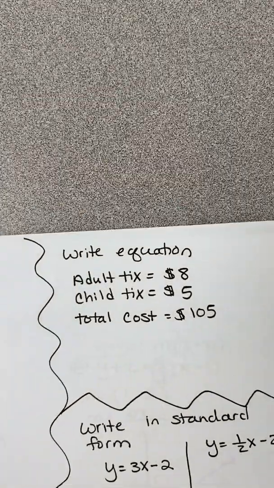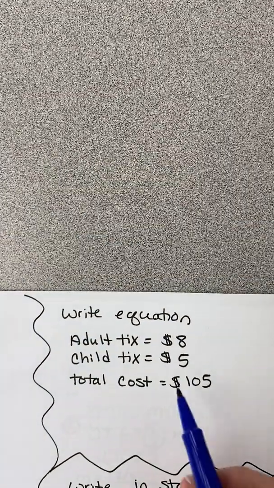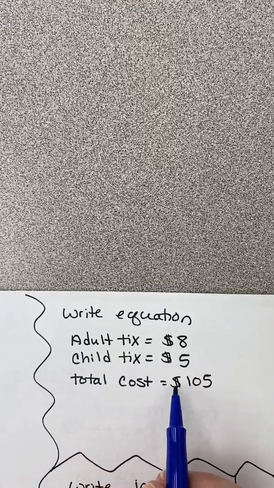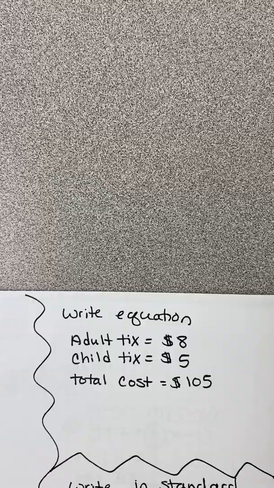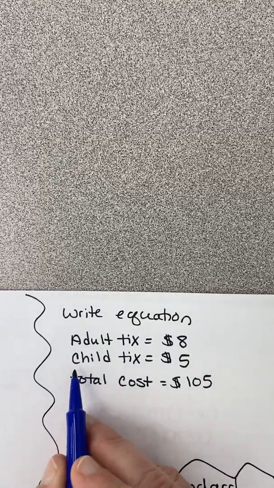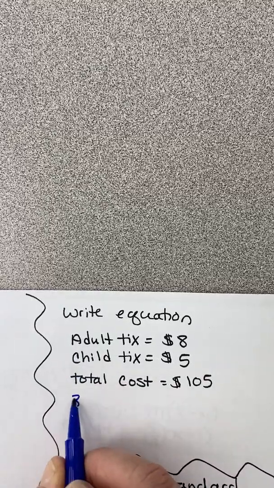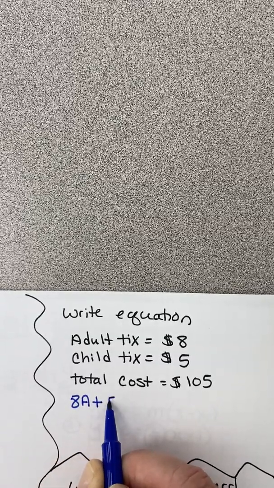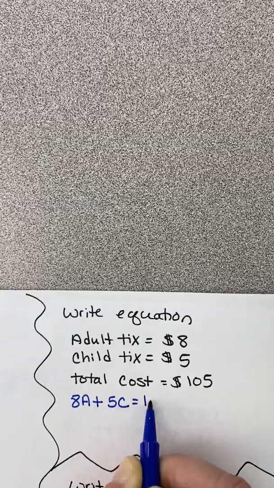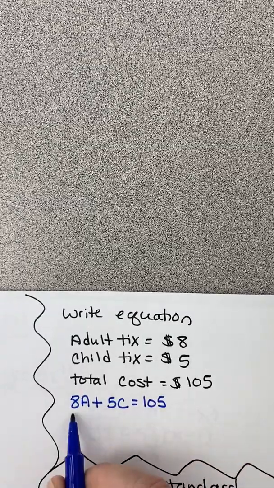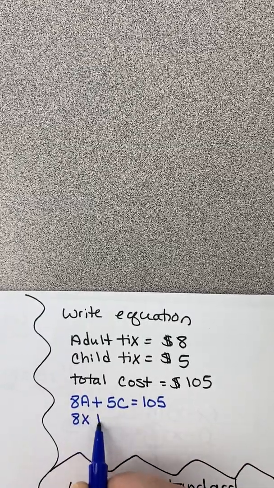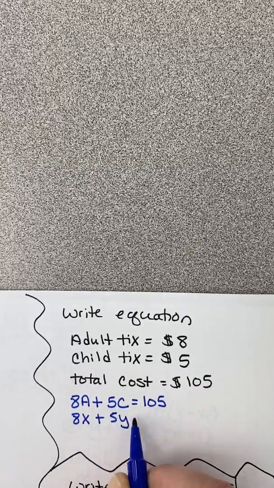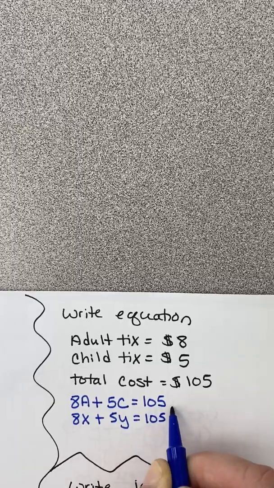Okay. This one up here is pretty easy. It just says that an adult ticket is $8, a child ticket is $5. What's the total cost? So you could either use X and Y here, or you can just say A for adult and C for child. So $8 for an adult ticket plus $5 for a child ticket equals $105. If you put X and Y, it wouldn't matter if you put this with the X or the 5 with the X. Either way would be fine.